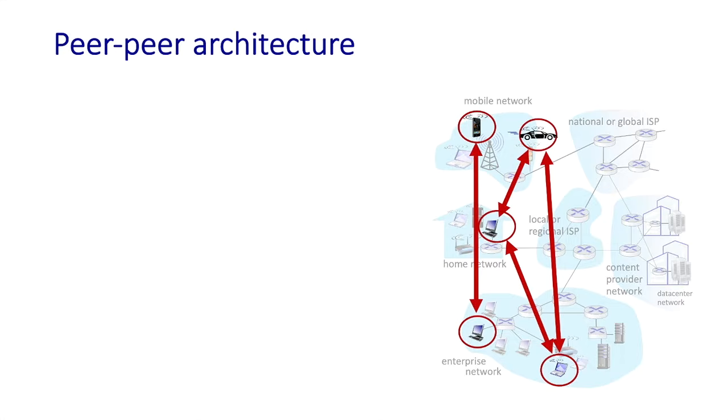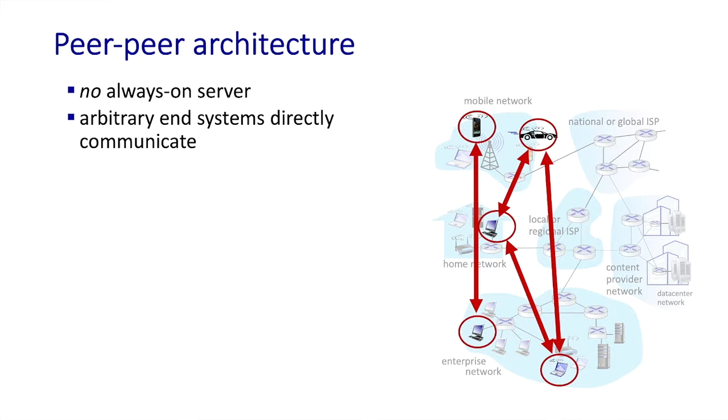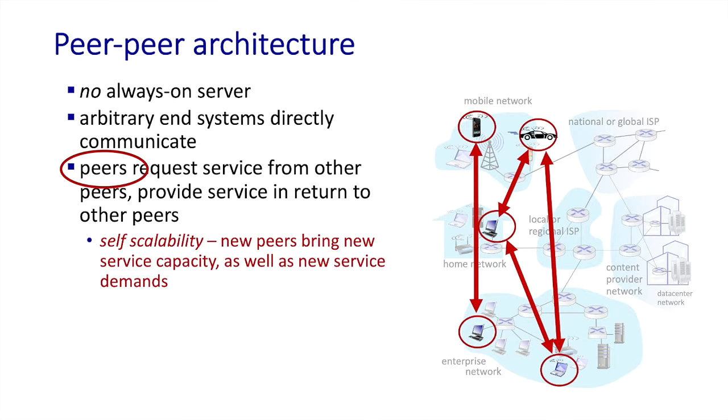In a peer-to-peer architecture, there is no server. Instead, what we have are peers in systems that are going to directly communicate with each other. They're going to request service from other peers, and they're going to provide service in return to other peers. We see that in file sharing as an example, where a peer may request files from other peers, but also serve files out to these other peers.